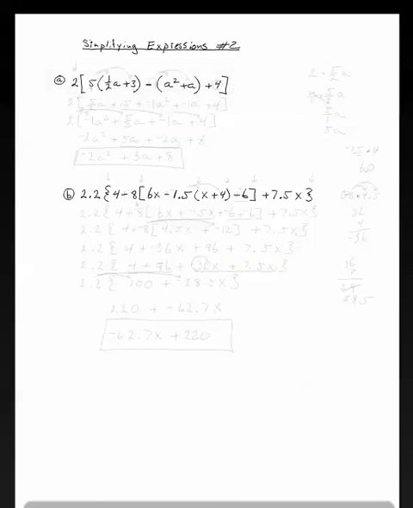So this is the second pencast on simplifying expressions, and what we want to do is look at a couple more challenging examples. So in example A, we have this 2 on the outside of the brackets, and the brackets are the outermost set of grouping symbols. But we also have 2 sets of parentheses.